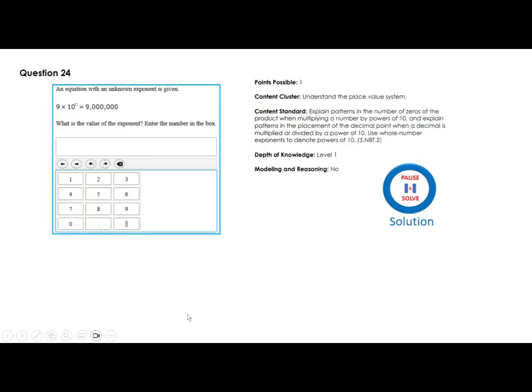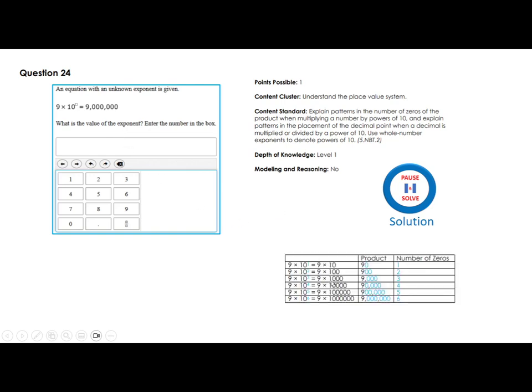Now, an equation with an unknown exponent is given. What is the value of the exponent? If you look at this table here, 9 times 10 to the power 1 is 9 times 10 is 90. It has only 1 zero. 9 times 10 to the power 2 is 9 times 100. It has 2 zeros. And so on and so forth. When you get to 9 times 10 to the power 6, it has 6 zeros. So when you put it like this, you count how many zeros? 1, 2, 3, 4, 5, 6. So the answer is 6.